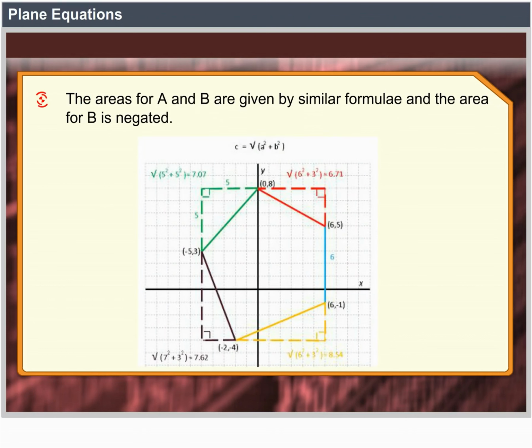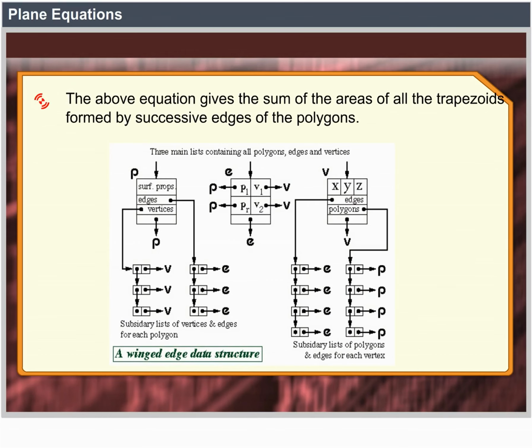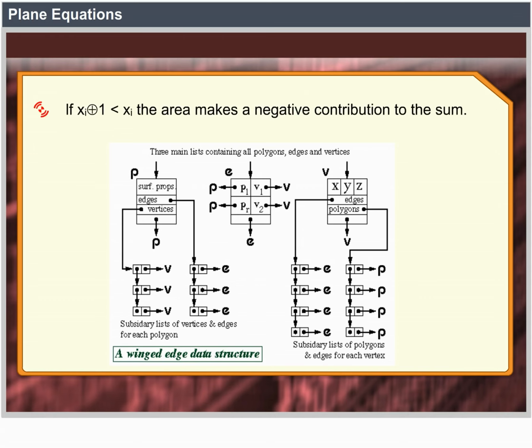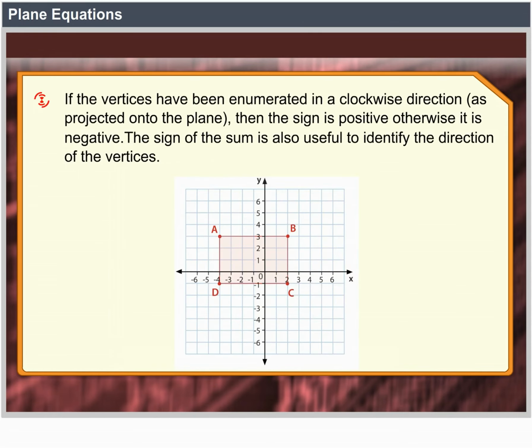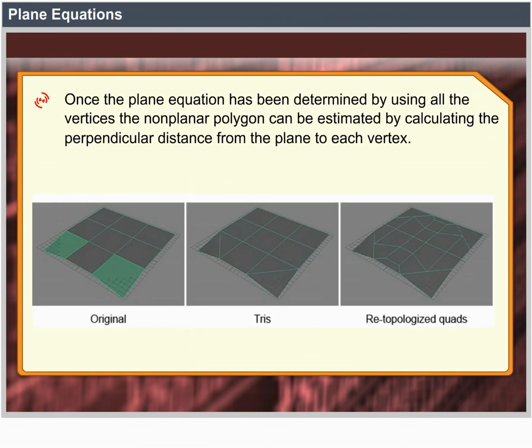The above equation gives the sum of the areas of all the trapezoids formed by successive edges of the polygons. If x sub i circle plus 1 is less than x sub i, the area makes a negative contribution to the sum. The sign of the sum is also useful. If the vertices have been enumerated in a clockwise direction as projected onto the plane, then the sign is positive. Otherwise, it is negative.